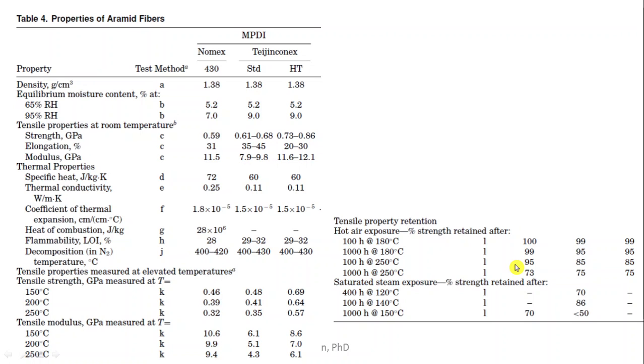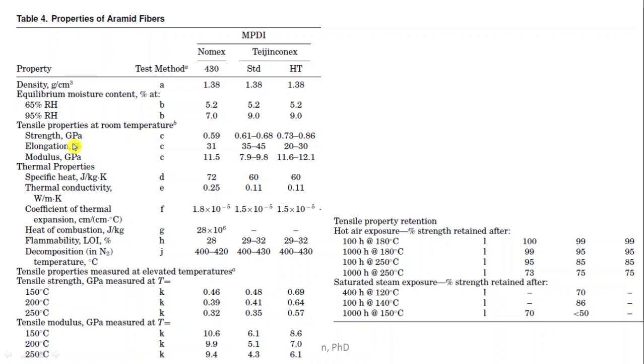In this table we can see the properties of meta-aramid fibers. In this table, 3 meta-aramid fibers are compared, one Nomex by DuPont and the other two from Teijin Conex. We can see that the equilibrium moisture content of these fibers is in the range of 5.2, and this is a little bit higher than para-aramids. Since we know that meta-aramids have less crystallization than para-aramids, the moisture retention for meta-aramid is higher than para-aramids.